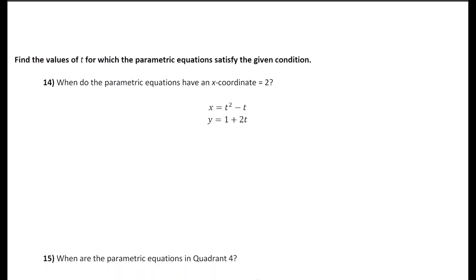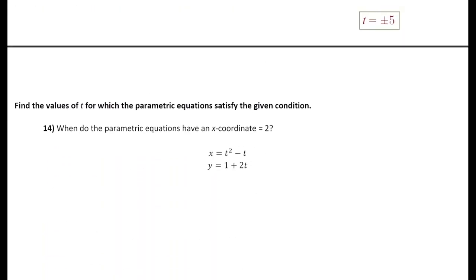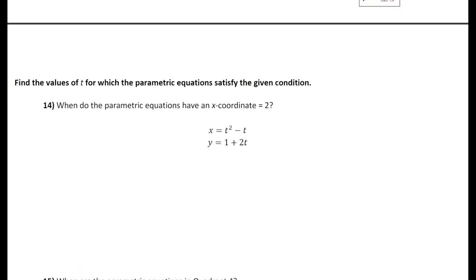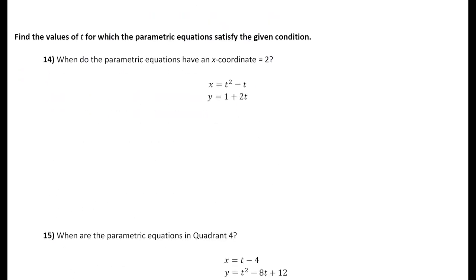Number 14, 15, 16, looks like we're all dealing, well, let's see what the directions say here. Find the values of t for which the parametric equations satisfy the given condition. Okay, so we've got a set of parametric equations for each one of these, and we're just trying to satisfy one particular condition. So the first one says, when do the parametric equations have an x-coordinate of 2?